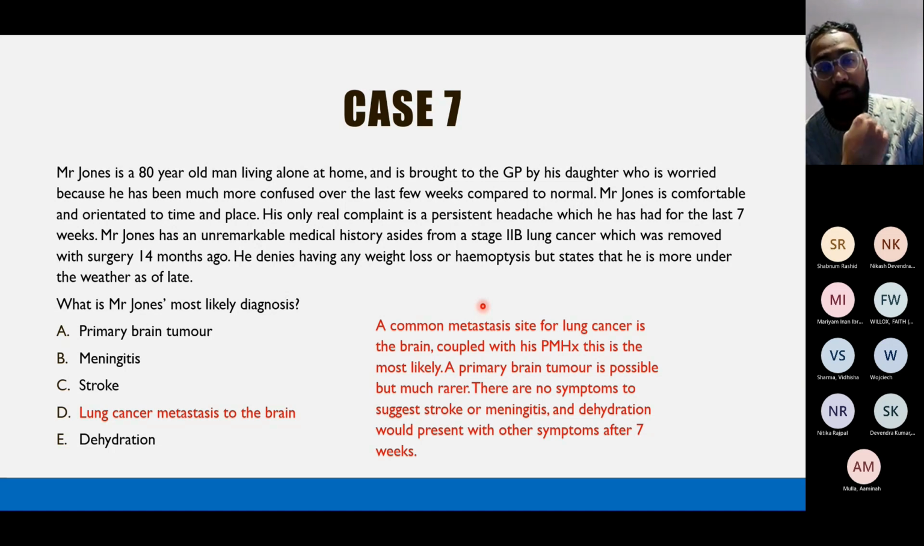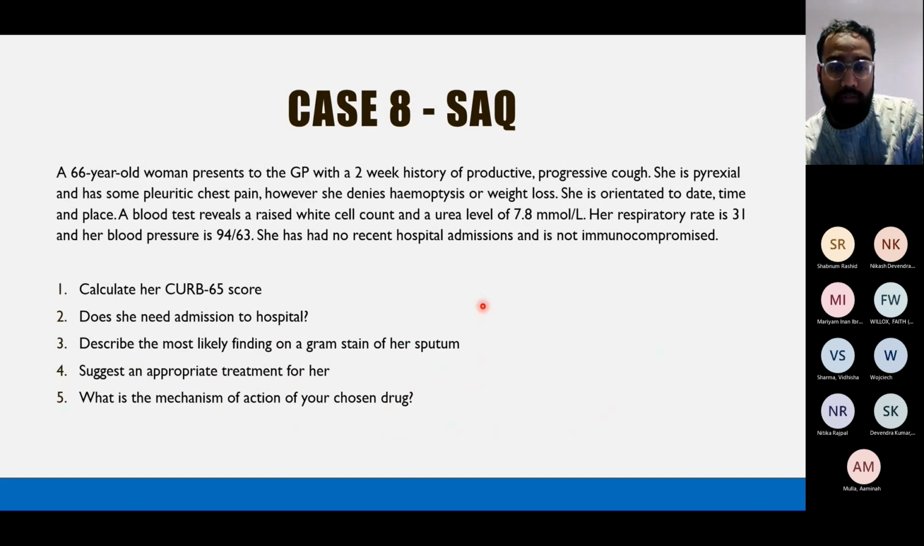Stroke, there's no mention of unilateral weakness or unilateral sensory deficit. So it's probably not a stroke either. Dehydration would not go on for 7 weeks. If he was dehydrated this severely to become confused for 7 weeks, he probably would have gone into AKI or something like that, which means that the most likely option is lung cancer metastasis to the brain.